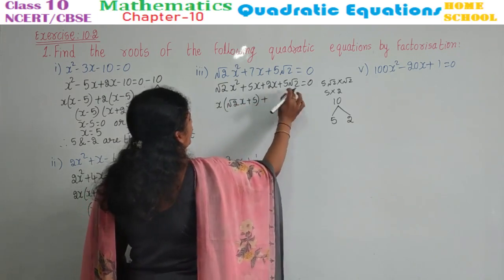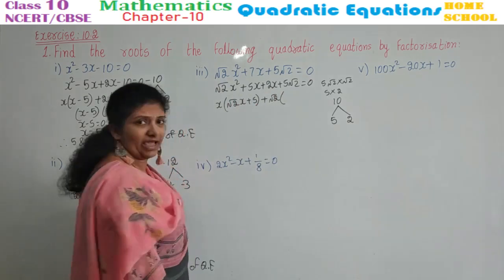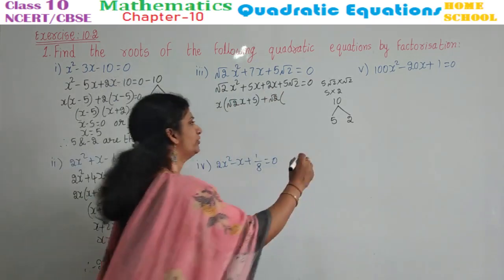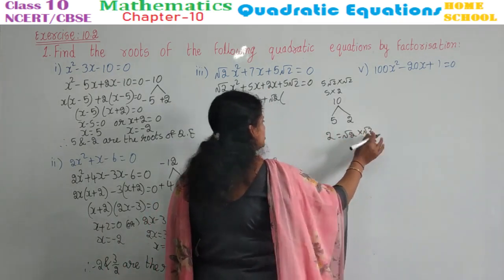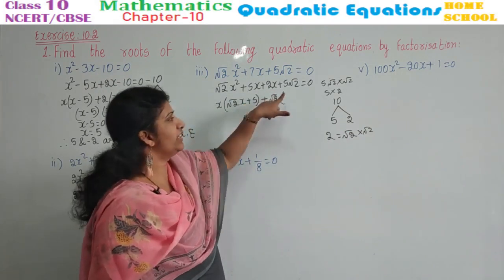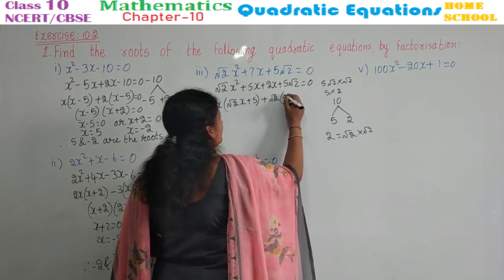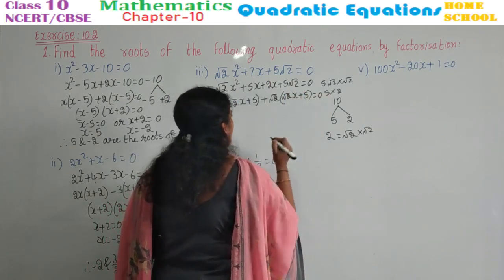And in these two, anything common? Root 2 is common. Look here carefully. There you get the doubt: why am I saying root 2 when there is a 2 there? Look here children, 2 is nothing but root 2 into root 2. Therefore, if you can see only 2, I feel that root 2 is common. Root 2 into root 2, right? Inside, root 2x plus 5 equal to 0.